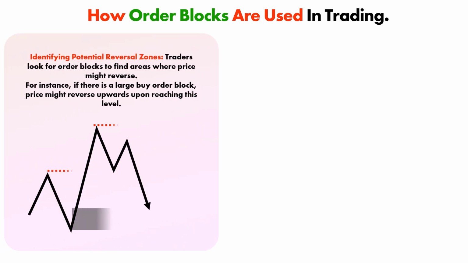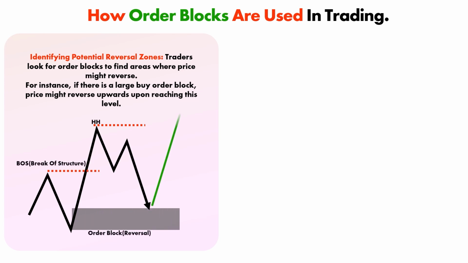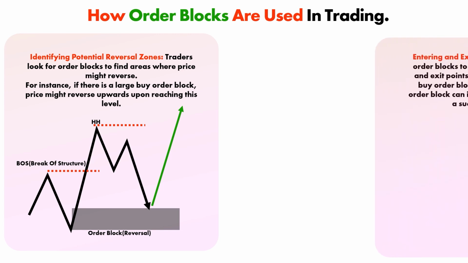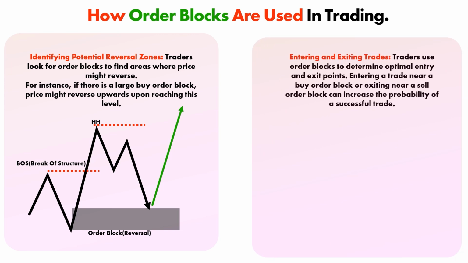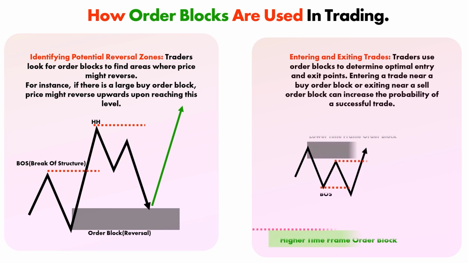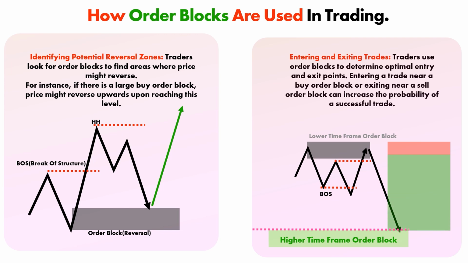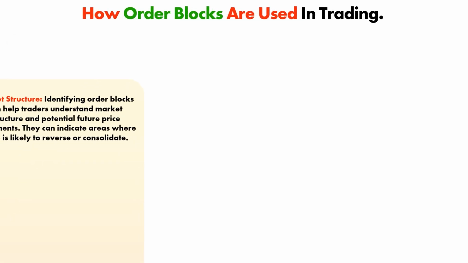Identifying potential reversal zones. Traders look for order blocks to find areas where price might reverse. For instance, if there is a large buy order block, price might reverse upwards upon reaching this level. Entering and exiting trades. Traders use order blocks to determine optimal entry and exit points. Entering a trade near a buy order block or exiting near a sell order block can increase the probability of a successful trade.